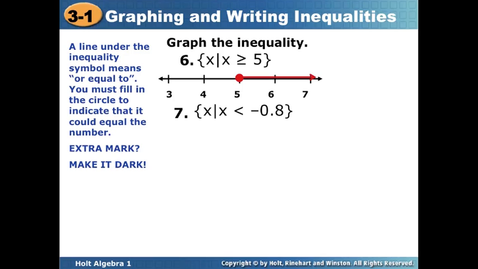Example number 7. We have the set of all x's such that x is less than -0.8. Again, pick two numbers less than and two numbers greater than the -0.8. You can count however you would like as long as you're consistent in your counting. Here you can see I counted by tenths. So my number line goes from -1 to -0.6.